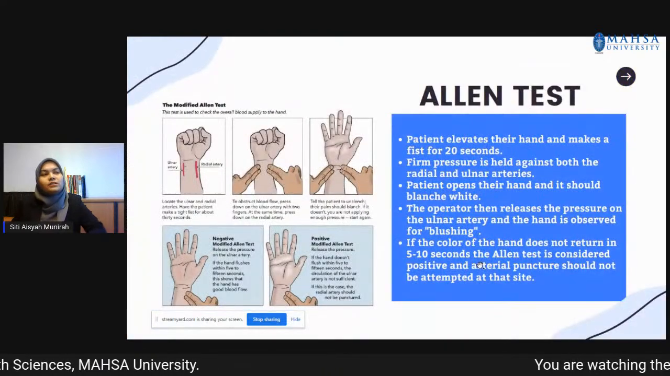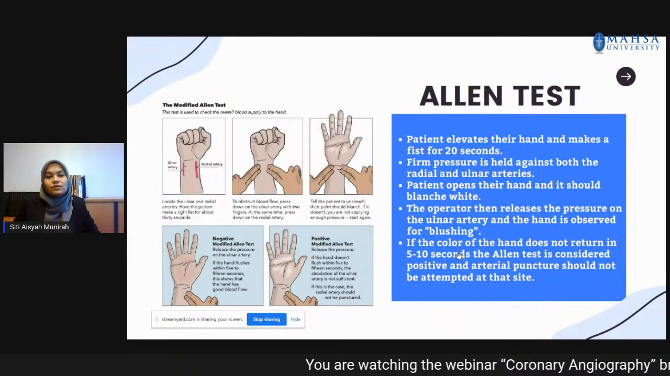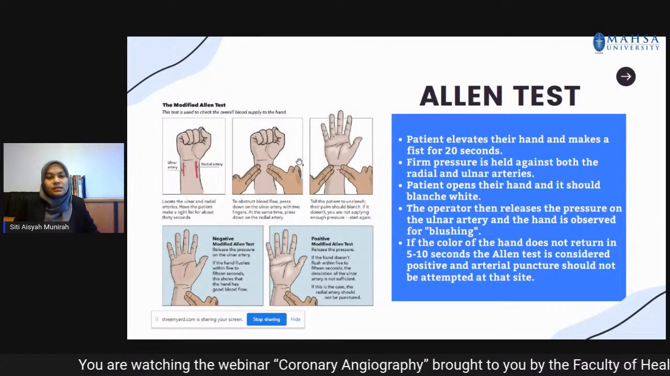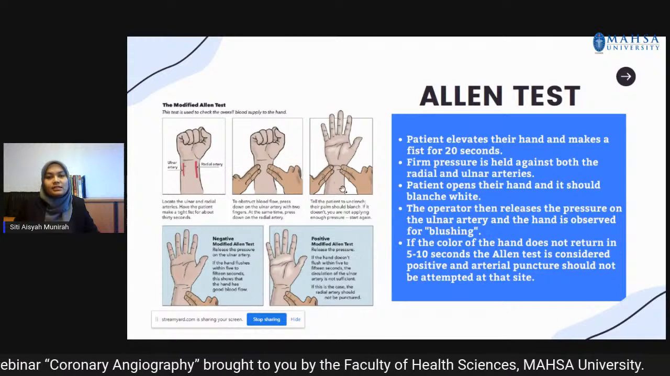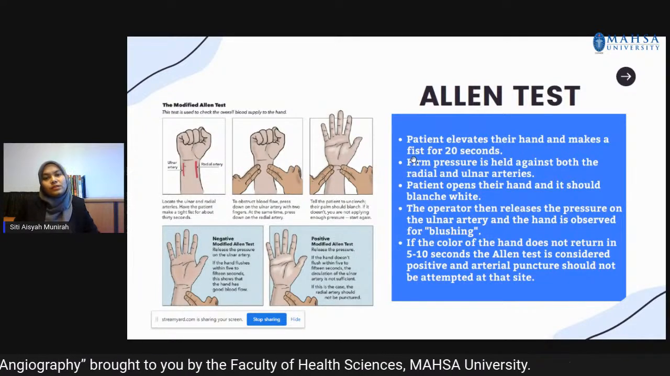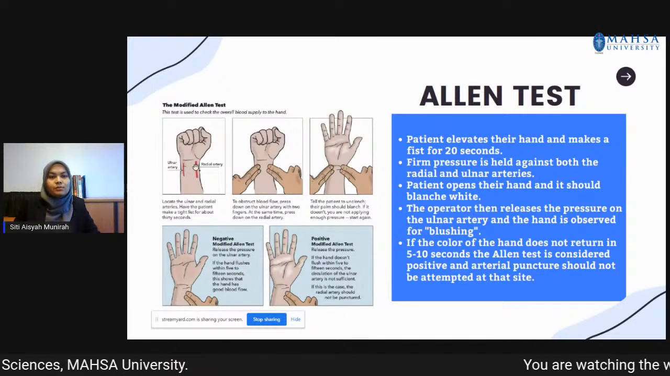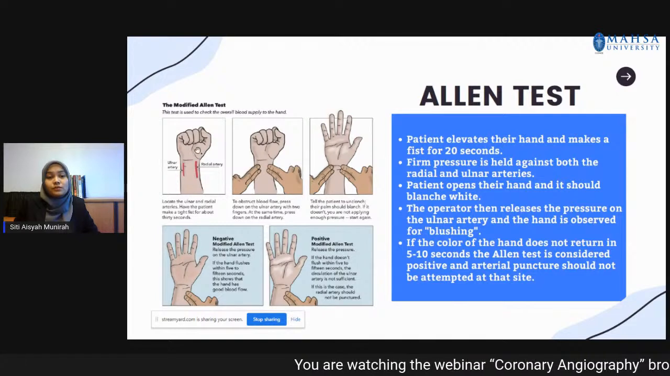So in order to determine which access needs to be used, the patient needs to undergo the Allen test. Okay. Basically, on the left side here, I have provided the images for the Allen test. During the Allen test, the patient needs to elevate their hand and make a fist for 20 seconds. So here, the patient elevates the hand in the air and makes a fist for 20 seconds.